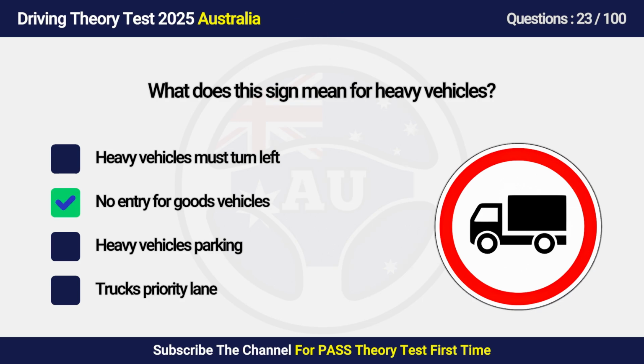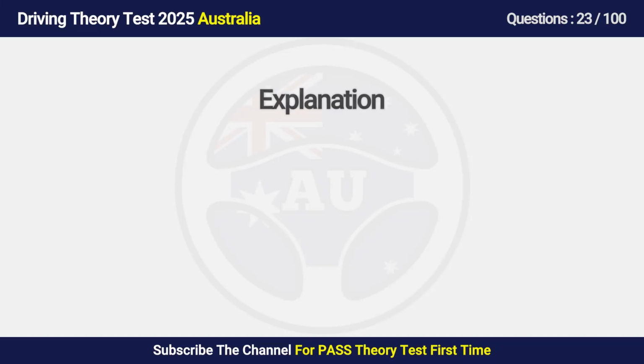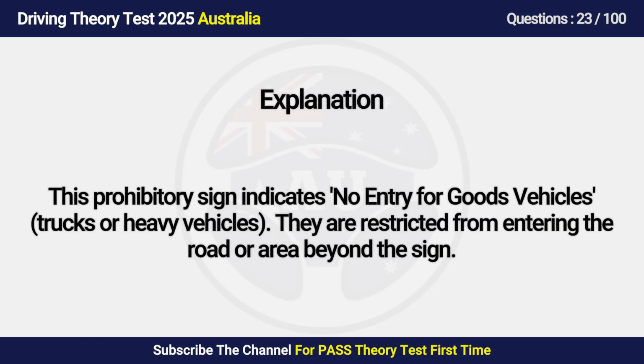Answer is B. No entry for goods vehicles. This prohibitory sign indicates no entry for goods vehicles, trucks, or heavy vehicles. They are restricted from entering the road or area beyond the sign.